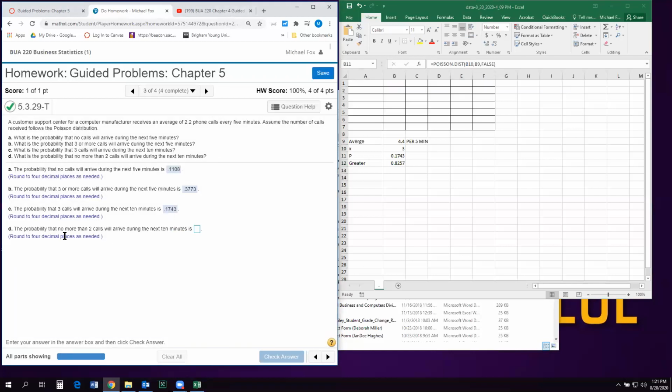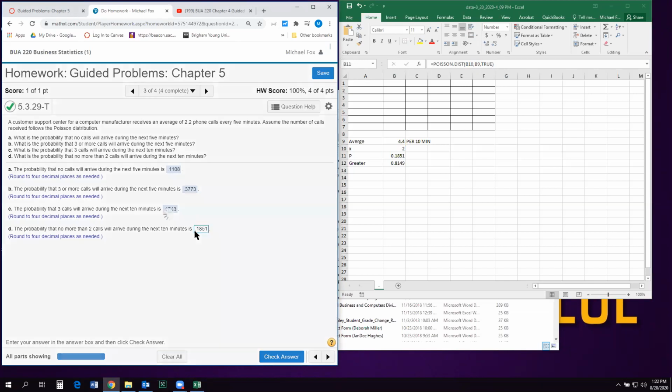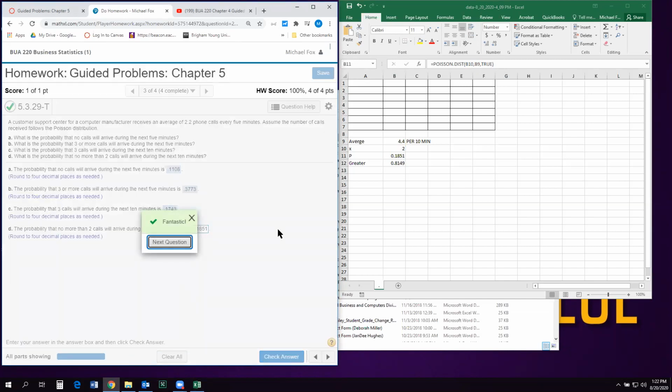And the last one is the probability that no more than 2 calls will arrive during the next 10 minutes. So that's still our average of 4.4. I should have changed that per 10 minutes. And then our x is, they want to know 2 or fewer, right? No more than 2. So I'll put 2 here. And then we'll change this to true. So it'll be 2 or fewer, right? Because that'll be the probability of 2, 1, or 0. And so 2 or fewer will be 0.1851. There we go. And that's the end of question 3. And so one more to go.